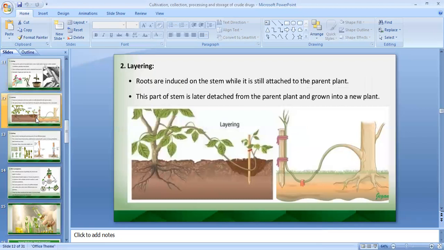Second method of vegetative artificial propagation is layering. Roots are induced on the stem while it is still attached to the parent plant. This part of the stem is later detached from the parent plant and grown into a new plant.